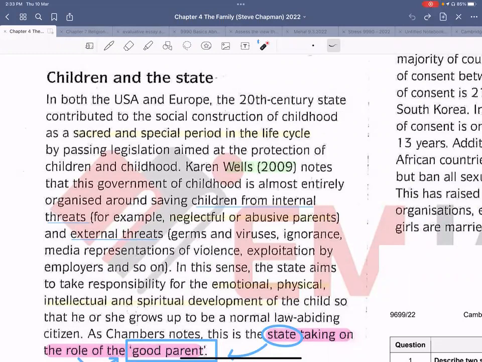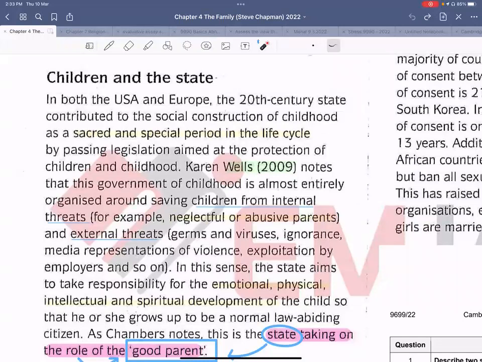External threats: even in Pakistan, the government provides vaccines for children, and they're free, right? So these are the initiatives that have been taken by the state, by the government, keeping children away from germs, keeping children away from viruses, keeping children inoculated, vaccinated, so that they don't have to experience medical illnesses.